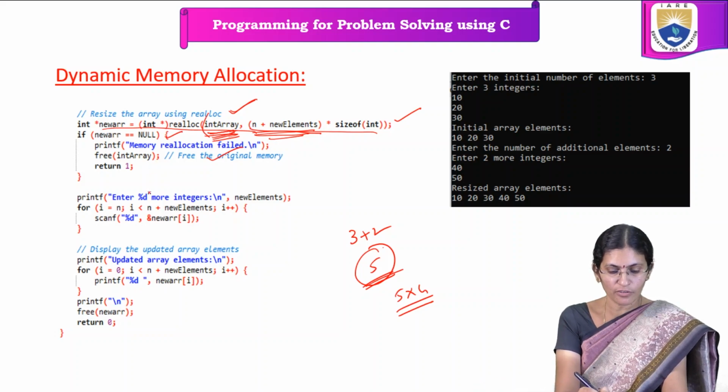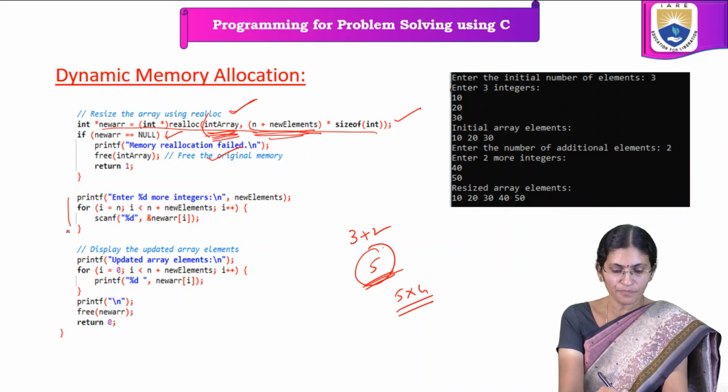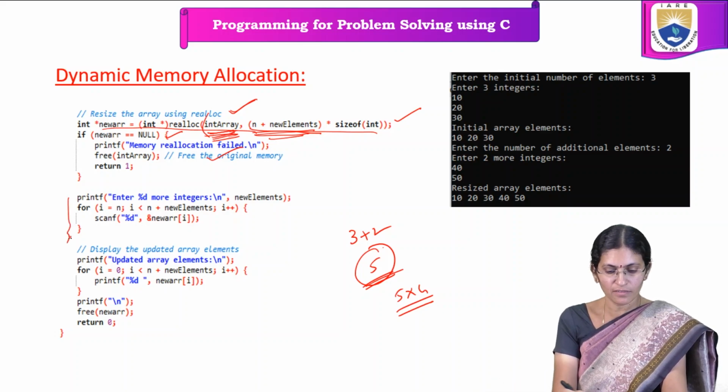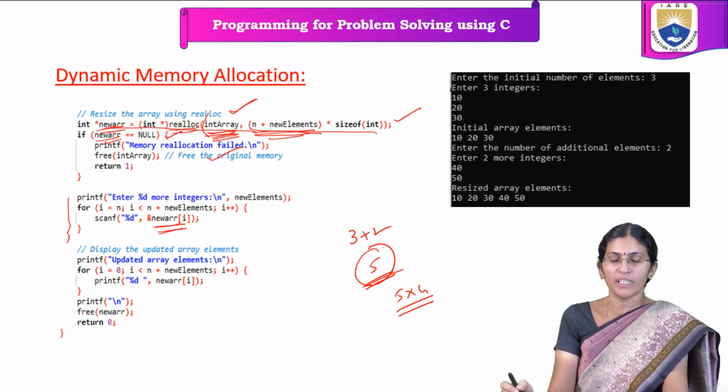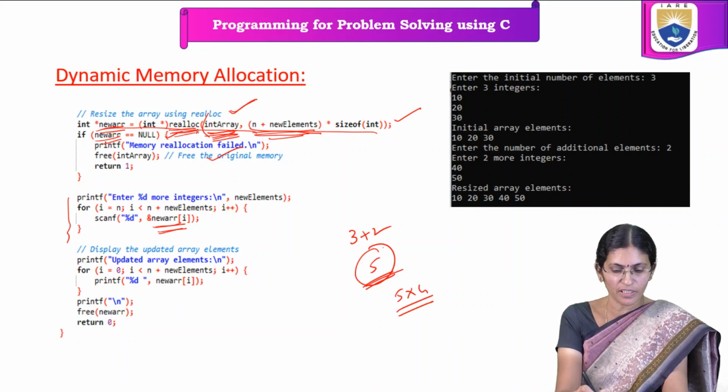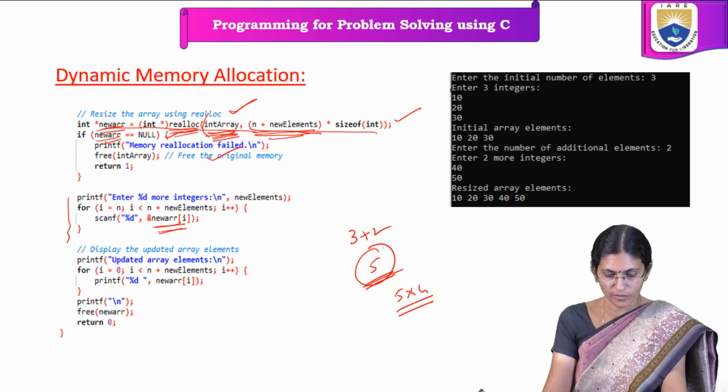If it does not return a null value, then the values are copied at the particular location specified by the pointer new ARR. So new ARR is the pointer which is returning the base address of the memory which has been allocated by this realloc function.